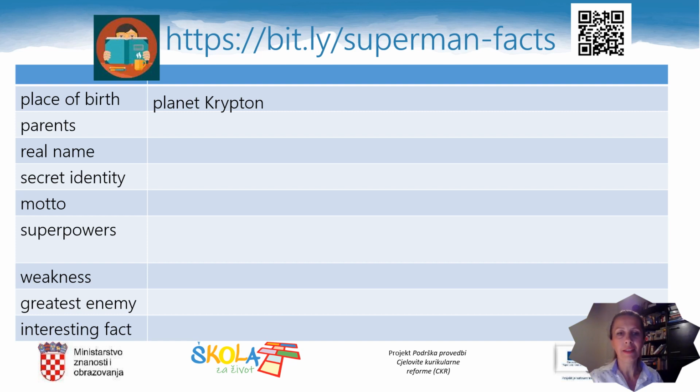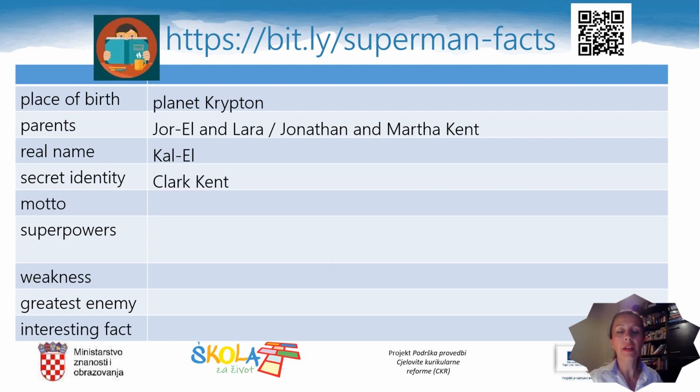We already revealed that Superman was born on planet Krypton. Jor-El and Lara are his birth parents, whereas Jonathan and Martha Kent are an elderly couple who adopted Superman as a child. His real name is Kal-El, and his secret identity is Clark Kent, the journalist. His motto is Truth, Justice, and the American Way.